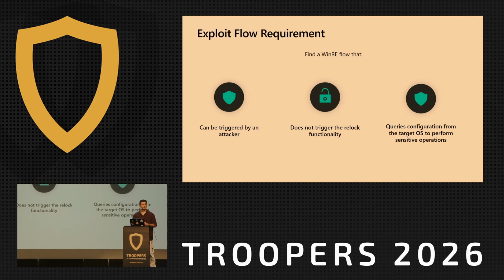All right, so now to the interesting part. We've covered 4 different ways to achieve volume confusion primitives in WinRE. Now the real question is, why do these primitives matter, and how can they be used to bypass BitLocker? So to answer that, we focused on identifying WinRE flows with specific characteristics that make a bypass feasible.